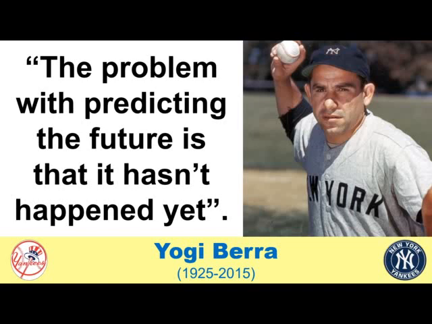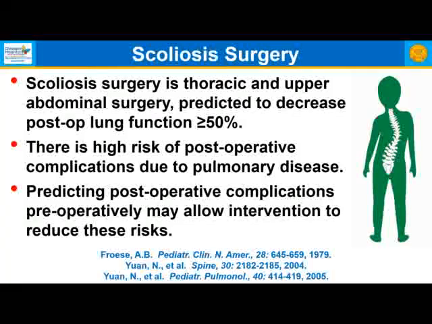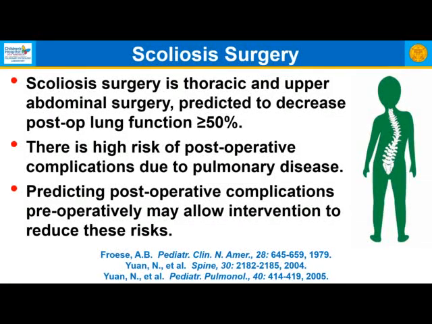Yogi Berra, the great Yankee catcher philosopher, said the problem with predicting the future is that it hasn't happened yet. So taking this into account, scoliosis surgery is thoracic and upper abdominal surgery predicted to decrease post-op function by greater than 50%. There's a high risk of postoperative complications due to pulmonary disease, and predicting postoperative complications preoperatively may allow intervention to reduce these risks.